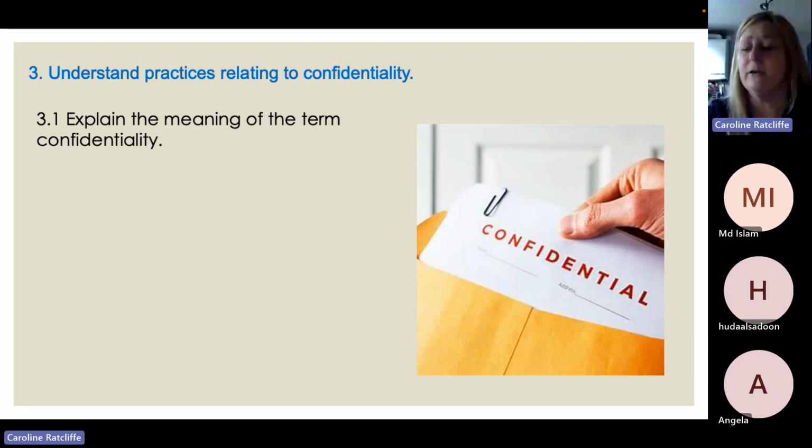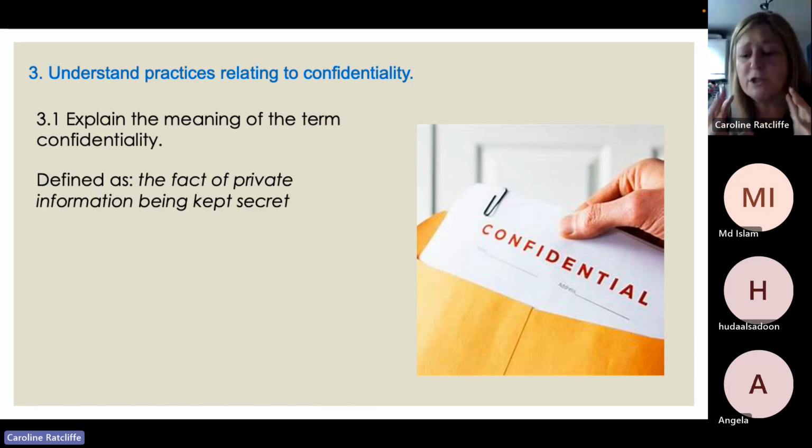Okay, the actual meaning of the word confidentiality then. So its real definition, if you look it up in the dictionary, it is the fact of private information being kept secret. So it might be that sometimes if you signed a contract for a new job, when the letter comes out from HR, it might say on the envelope, private and confidential. That means because it's for you, not for everybody. Whatever's in that envelope is for you.